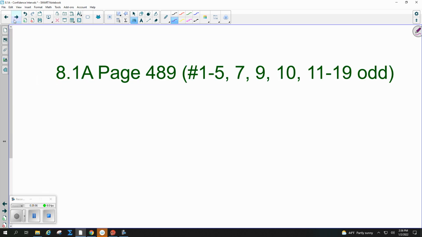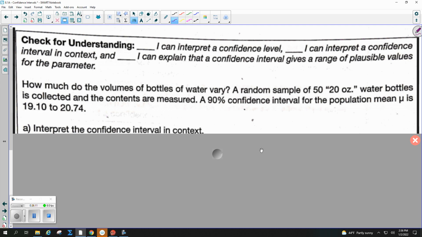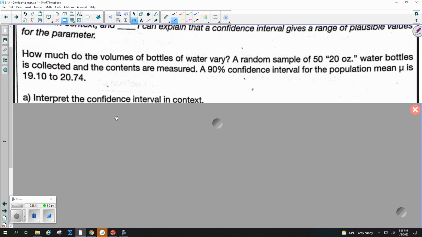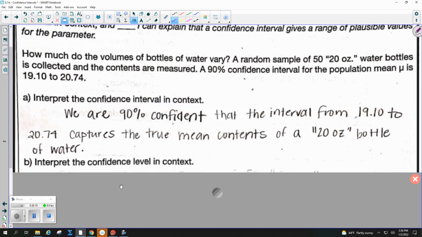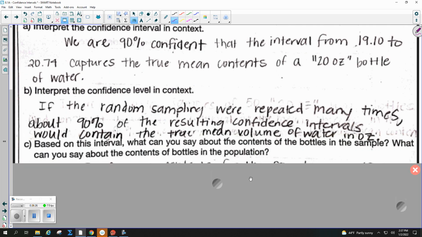All right, you guys, go ahead and work on the worksheet, and then we'll go over it. So if you guys want to pause the video here and take a few minutes to do 8.1a, that would be great. All right, so for this first one, hopefully you put something like this for your sentence. And for B, hopefully you put something like this for your sentence.